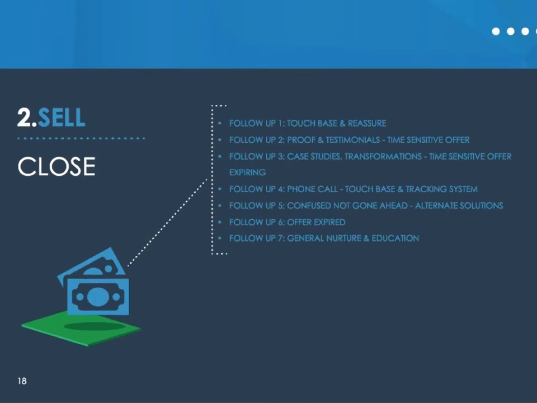Then you want to also look at closing. You want to make sure you've followed up with people when they've come to see you and that they can understand exactly what you have to offer. You want to use proof and testimonials along with the time-sensitive offer, case studies, transformations. You want a phone call, a touch base, and tracking system. You want to find out why they didn't go ahead and give them alternative solutions. Maybe they couldn't afford it. Maybe something else will suit them. You also want to follow up that an offer has expired and give them general nurture and education.